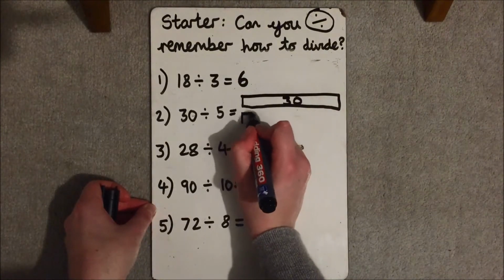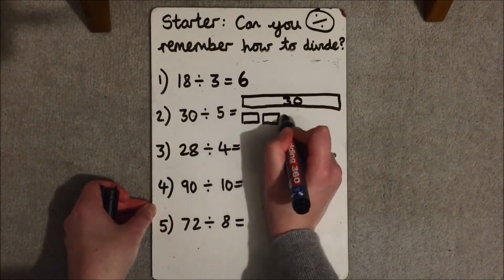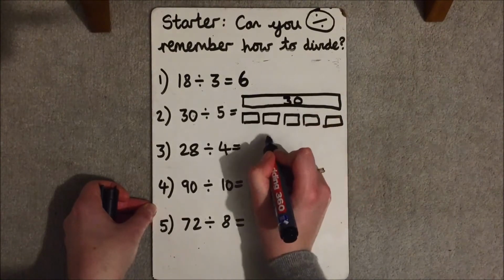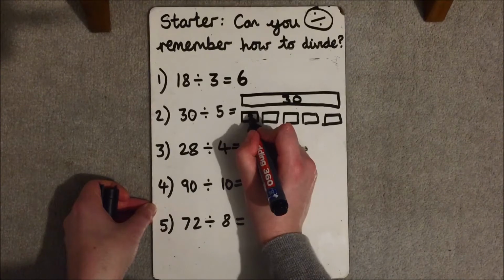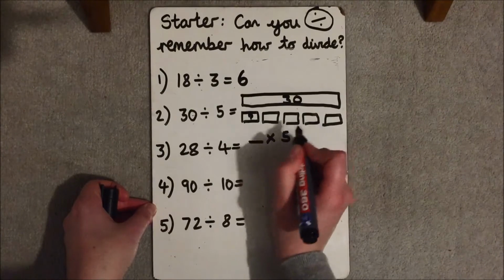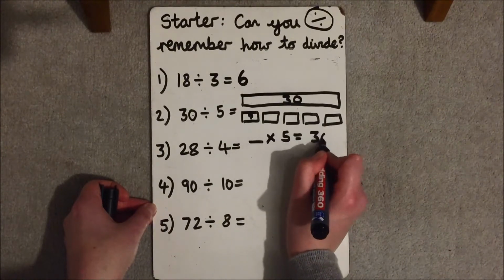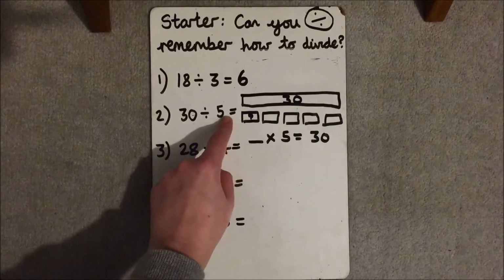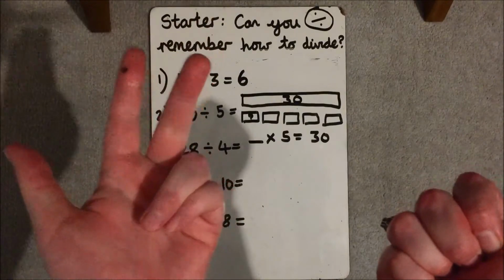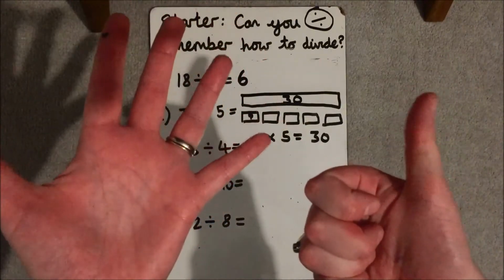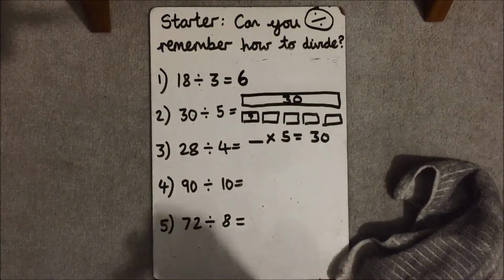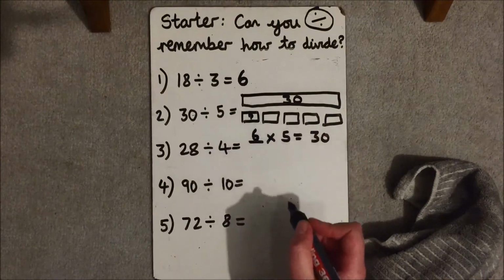Now I need 5 bars. 1, 2, 3, I'm trying to make them equal, 4, 5 bars. So my whole, so I know something, I don't know what this is yet, something times 5, because I've got 5 groups, and the same in each group, is the same as 30. So I can see how many 5s are in 30. Ready together? Fingers up, ready? 5, 10, 15, 20, 25, 30. How many 5s did we count? 6. So now 6 times 5 is the same as 30.